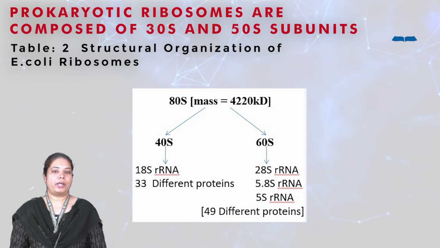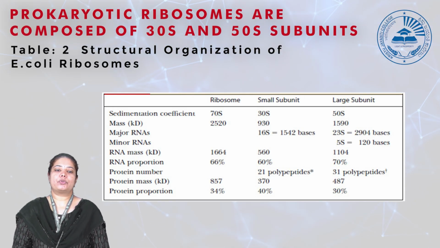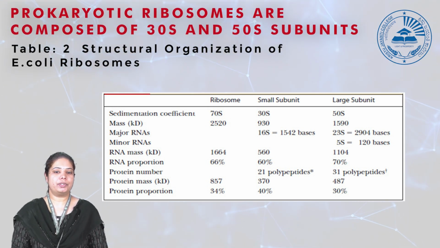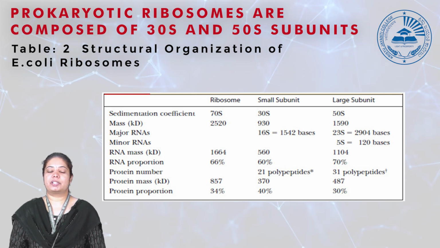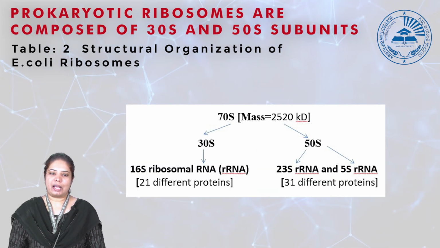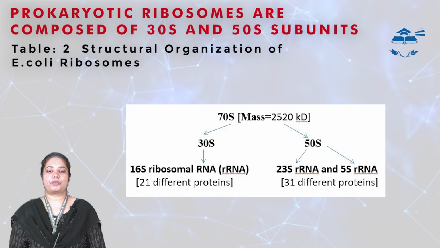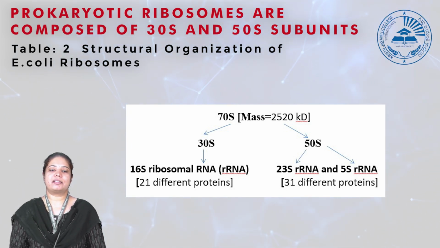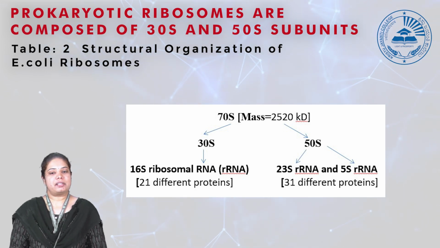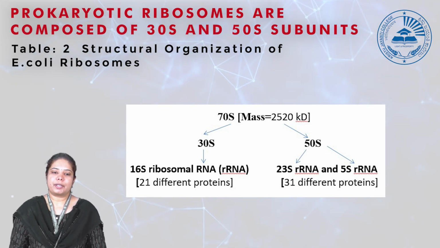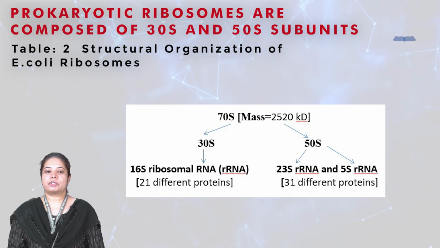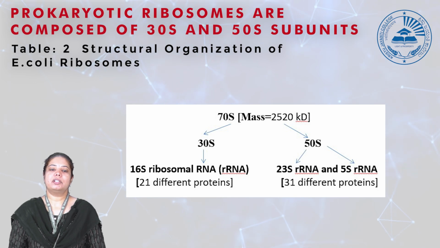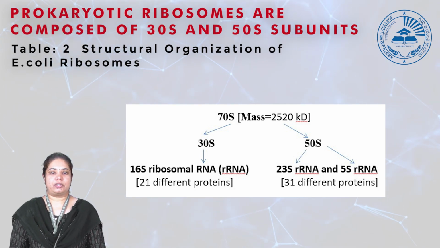Whereas in the prokaryotic cell, the ribosome mass is 70S, out of which 30S forms the smaller subunit and 50S forms the larger subunit. The 30S subunit has 16S ribosomal RNA plus 21 different types of protein. The 50S subunit has 23S rRNA and 5S rRNA, plus 31 different types of protein. These 21 plus 31 proteins make up the structure of the ribosome, which is used for translation into protein structures.